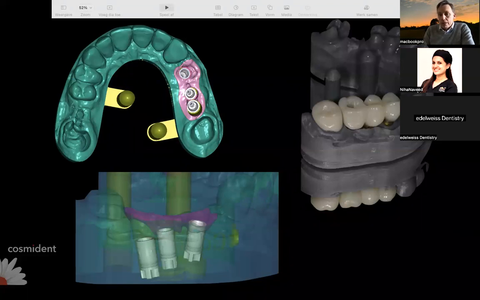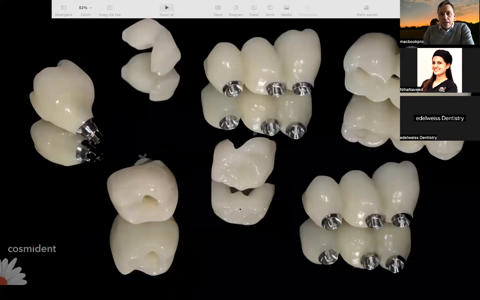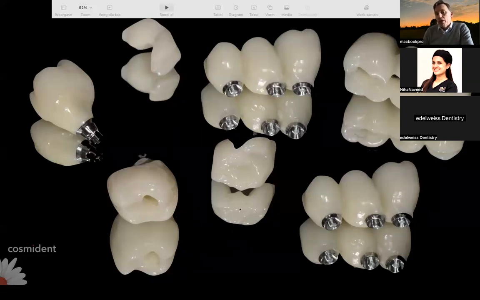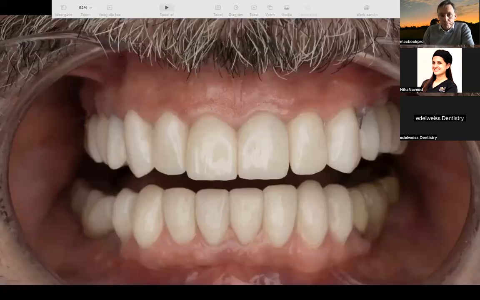They are all Edelweiss CAD/CAM restorations. Here you see the solitary implant crown for the 1-6, and you see the 3-unit implant bridge. If you want, there are 3 solitary implant crowns which are splinted together. You see 1 inlay and 1 crown. And this is the final result of the patient.